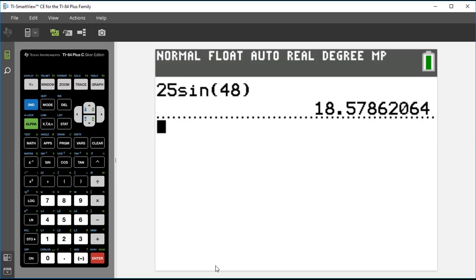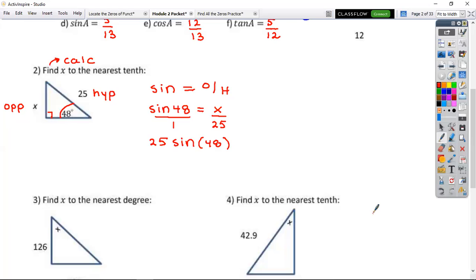So we've got 18.6 on that one. And that's it. So that's how you're going to do the rest of these. You're going to identify your trig function, and then you're going to just simply type that in the calculator and round it off.